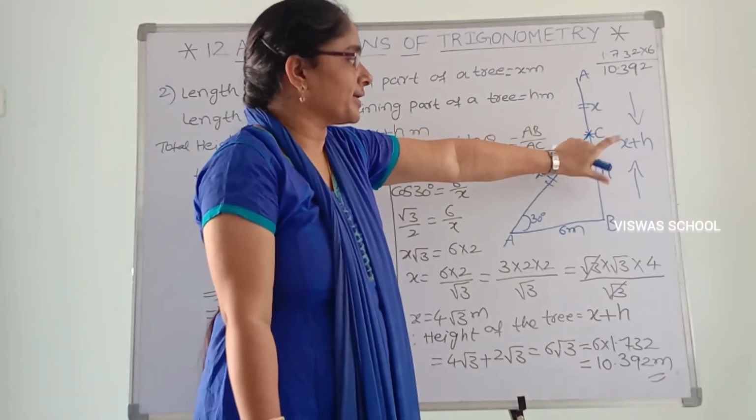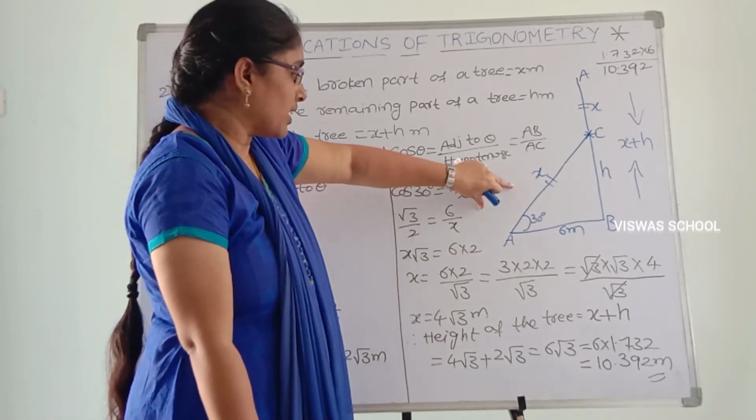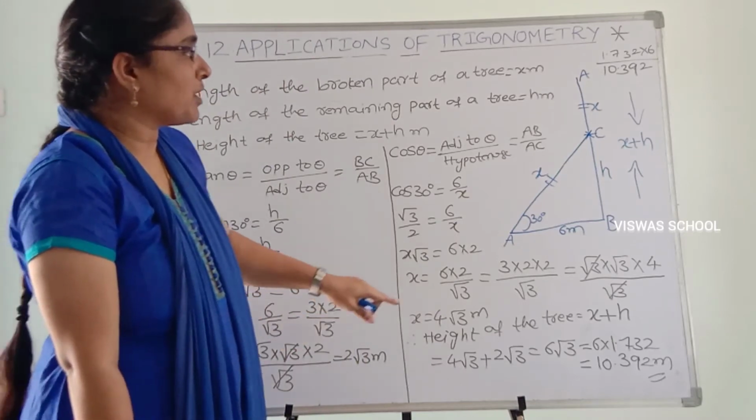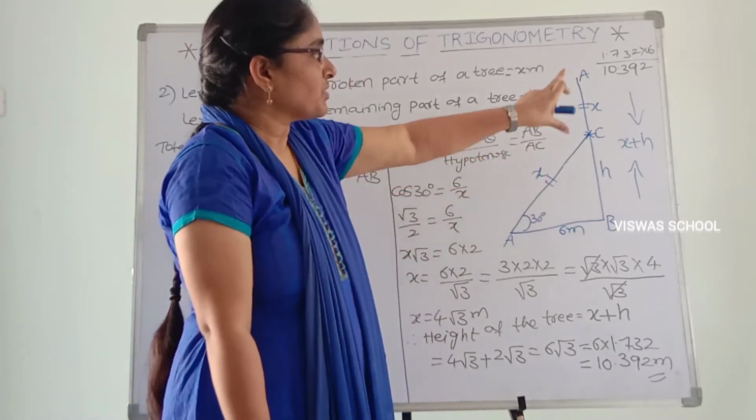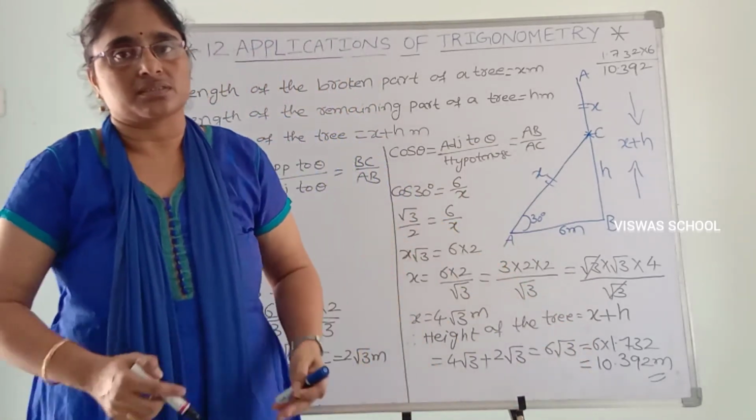This is the height of the total tree. And here the broken part, that is the x value, is 4 root 3. And the remaining part is 2 root 3. And the total height of the tree is 10.392 meters.